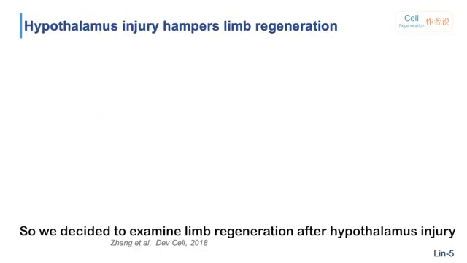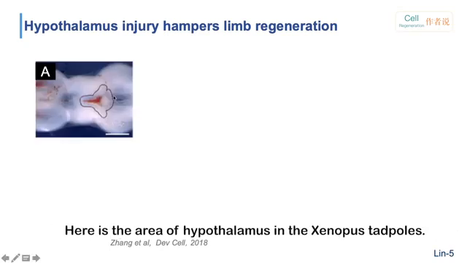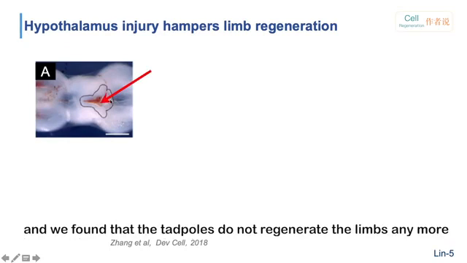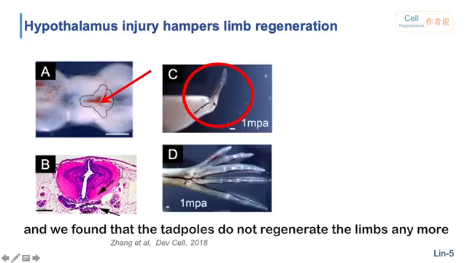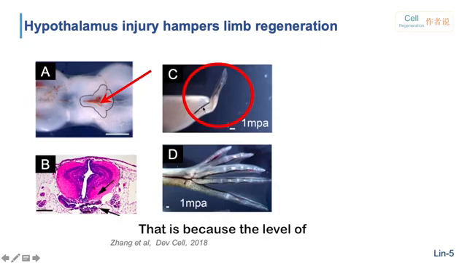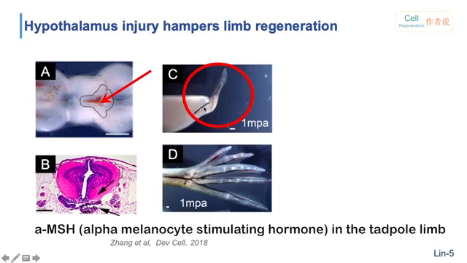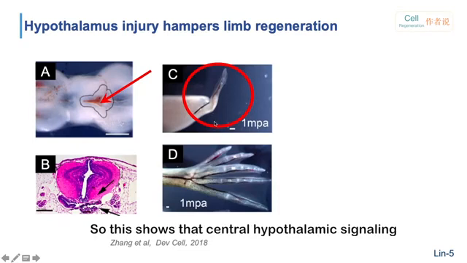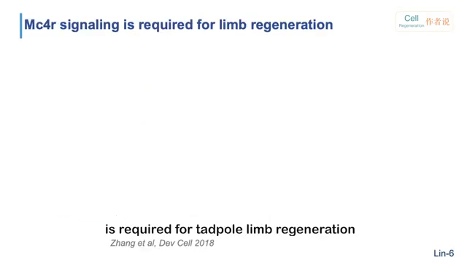So we decided to examine limb regeneration after hypothalamus injury. Here is the area of the hypothalamus in the Xenopus tadpoles. We used electrocautery to damage the hypothalamus, and we found that the tadpole do not regenerate the limb anymore. So we can see that the limb is very pale in color. That is because the level of α-MSH in the tadpole limb is significantly reduced when the hypothalamus is injured. So this shows that central hypothalamic signaling is required for tadpole limb regeneration.